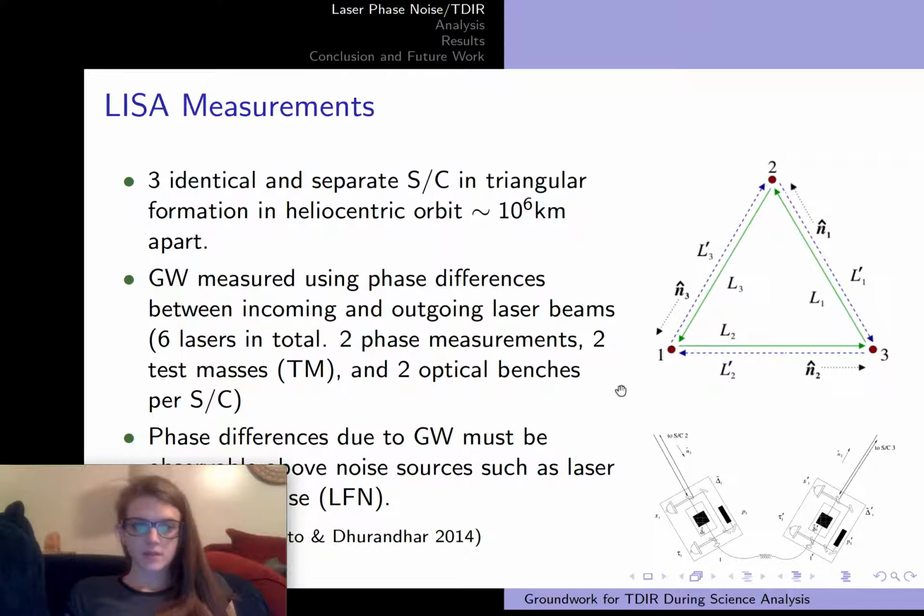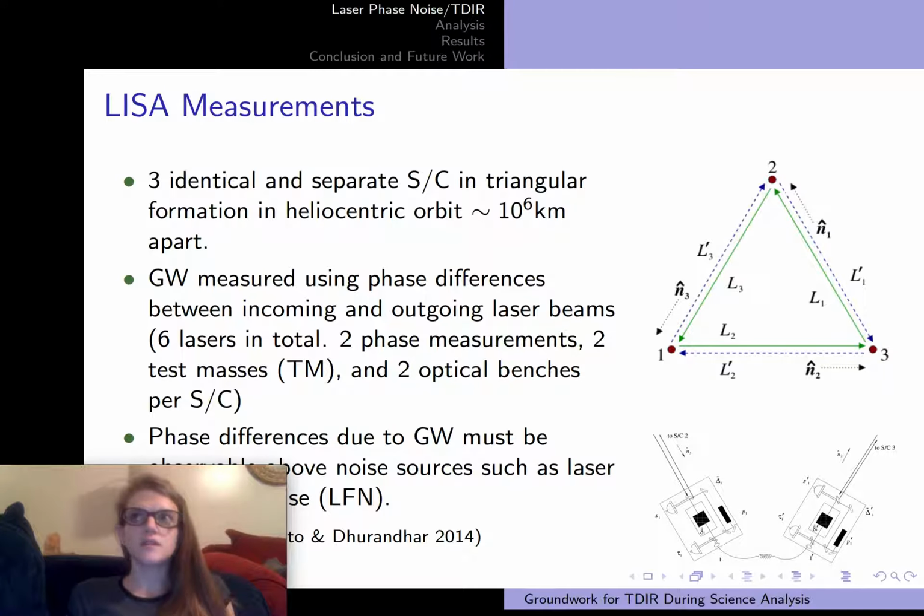So LISA will be 3 identical and separate spacecraft separated by about 1 million kilometers. Gravitational waves will be measured using the phase differences between incoming and outgoing beams. So we're going to have 2 phase measurements, 2 test masses, 2 optical benches per spacecraft.